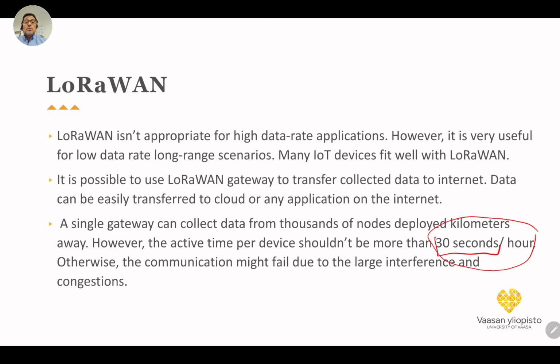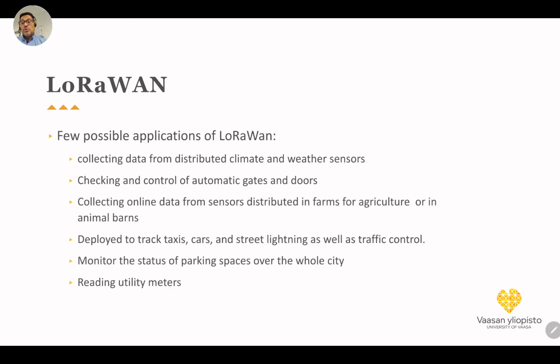So we need to think about what kind of application this technology could be useful for. Here, I found a few of those applications, like collecting data from distributed climate and weather sensors, checking and control of automatic gates and doors, collecting online data from sensors distributed in farms for agriculture or animal barns, tracking taxis, cars, and street lighting, as well as traffic control, monitoring the status of parking spaces over the whole city, and reading utility meters. So there are a few applications that we can use with this LoRa technology.